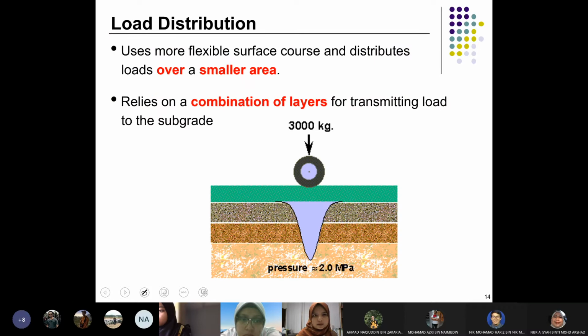Okay, how is the loads being distributed? Look at this. It would use more when you have a flexible surface course, the loads would distribute over a smaller area. It relies on combination of layers for transmitting load to the subgrade, right? So kalau you tengok dia punya loading dia tu, makin turun ke bawah dia makin mengecil macam tu. Okay. Kaedah macam mana dia distribute the load? Okay. Di permukaan lebih luas, luas dia punya load transmitted. When it come to the lowest part, dia kan mengucut lah, mengecil ke bawah.